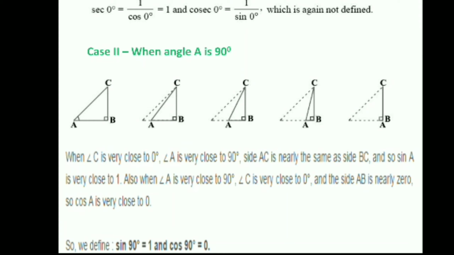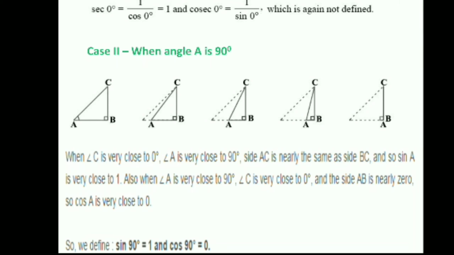Side AC is nearly the same as side BC, and so sin A is very close to 1. Also when angle A is very close to 90 degrees, angle C is very close to 0 and the side AB is nearly 0. So cos A is very close to 0. So we can define sin 90 is equal to 1 and cos 90 is equal to 0.